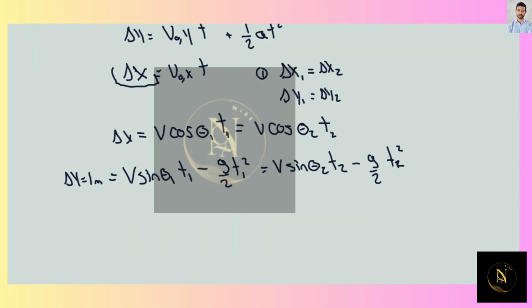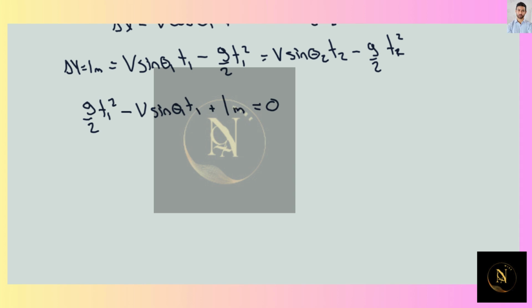So what we can do is solve for t1 and t2 from the equations on delta y. We're going to have a quadratic expression in which g over 2 t1 squared minus v times sine of theta 1 times t1 plus 1 meter, which corresponds to the value for delta y, is equal to 0. And we're going to have the same quadratic expression for t2, but with the second angle.